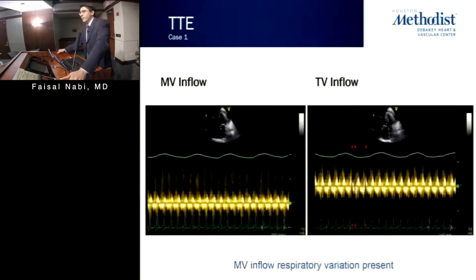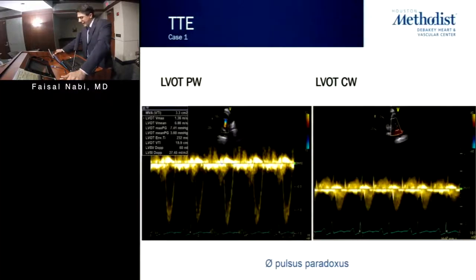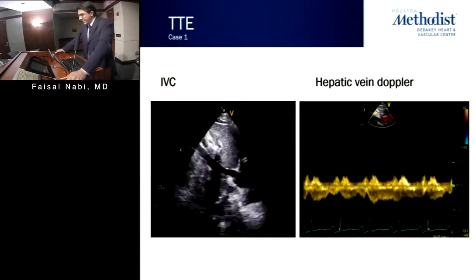In light of the pericardial effusion, further physiological assessments by Doppler were done to determine whether there was any evidence of elevated intrapericardial pressures. This included looking at the AV valve inflow velocities. On the tricuspid valve, there was no variation in velocities. However, there was some indication that on the mitral side, there was some change in his inflow velocities with respiration. Further Doppler data included good forward cardiac output without any evidence of pulsus paradoxus, as well as normal systemic venous pressures, as indicated by the images of the IVC and hepatic vein Doppler.